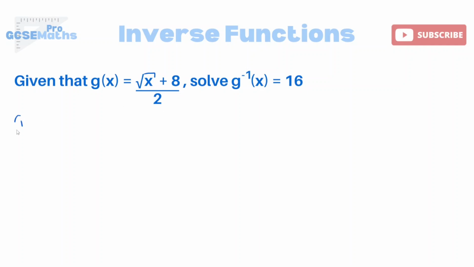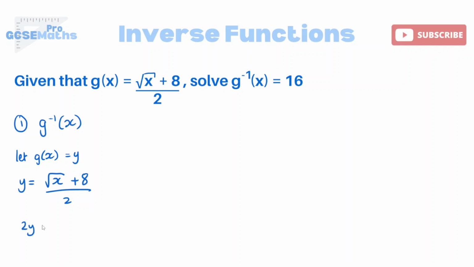So as we said, first, what actually is the inverse function of g? So let g of x equal y. And we need to invert it. So we've got y equals the square root of x plus 8, over 2. So I obviously need to times by 2 first. I've got 2y minus 8, and then we can square it. So squaring this, I'm just going to put it in brackets and squared. I'm not going to expand it.